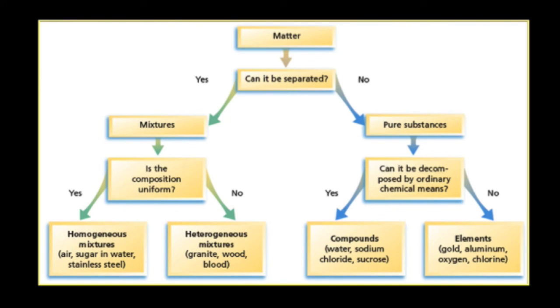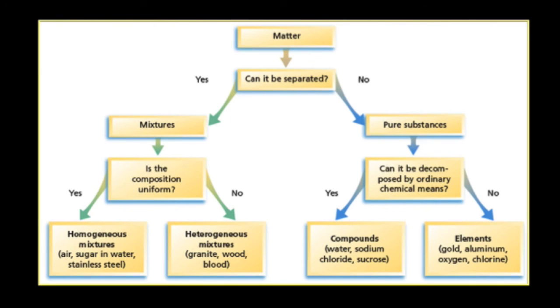Mixtures also have two types. You have homogeneous mixtures and you have heterogeneous mixtures. Homogeneous mixtures have a uniform composition, meaning that they have the same proportion of components throughout the mixture. So the examples are going to be air, salt water, sugar and water, stainless steel.